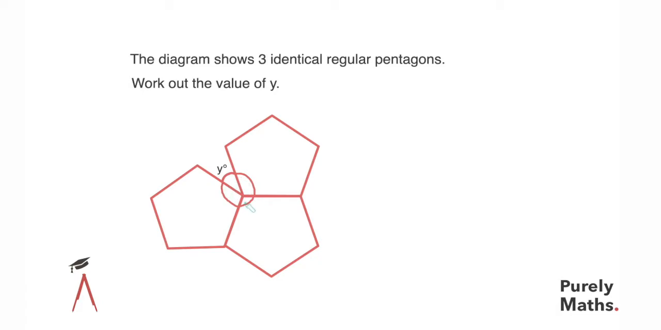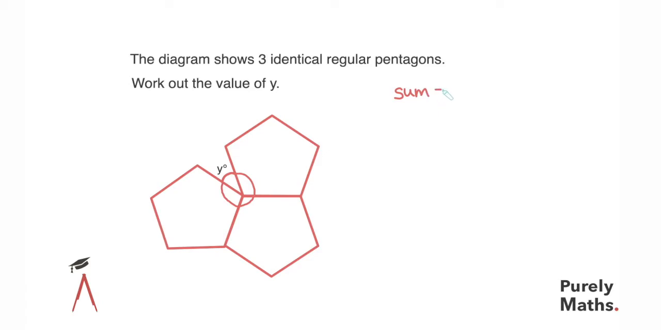So all 4 of those would add to make 360 degrees, and we can use that fact to help us work out what y is. The other thing to notice is that each of these angles is an interior angle in a regular pentagon. So, how do we work out one of these angles? There are 2 ways to do this. I'm going to use the sum of the angles rule to help us do this.